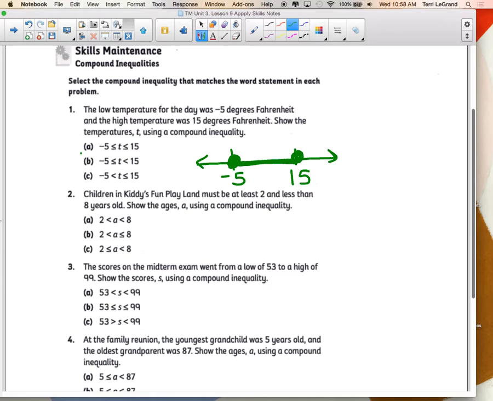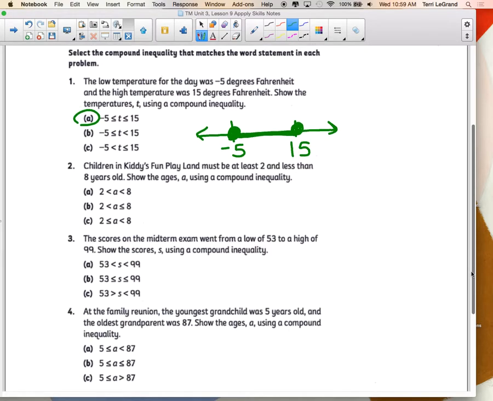I'm going to look for the one that has both equal to bars, because everything else about them is exactly the same, right? They both have -5 at the left end and 15 at the right end. They both have T in the middle. They both have the is less than, is less than. But they don't all have both the equal to bars. So did you get it right on your own? The first one? Okay. Let's go to the next one.